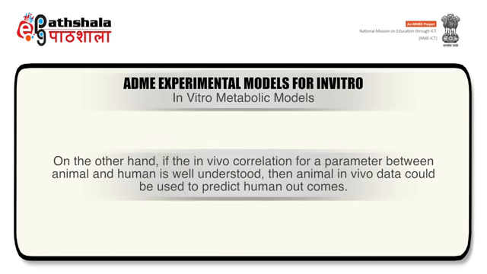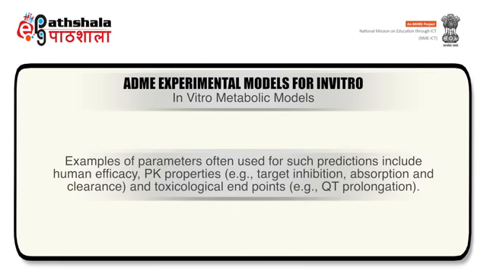outcome. On the other hand, if the in vivo correlation of a parameter between animal and human is well understood, then animal in vivo data could be used to predict human outcomes. Examples of parameters often used for such prediction include human efficacy, PK properties, for example target inhibition, absorption and clearance, and toxicological endpoints, that is QT prolongation.